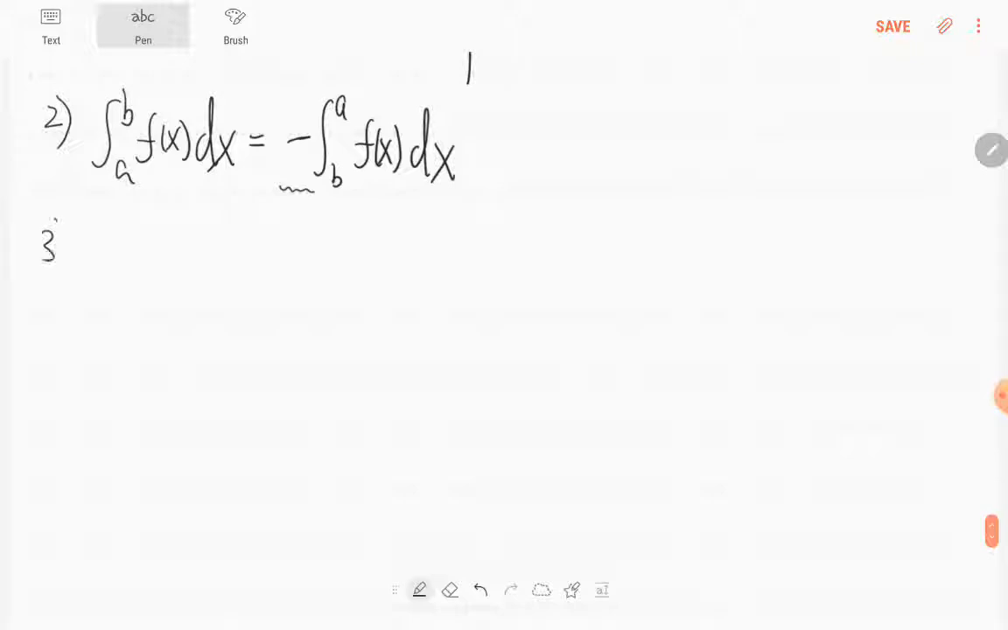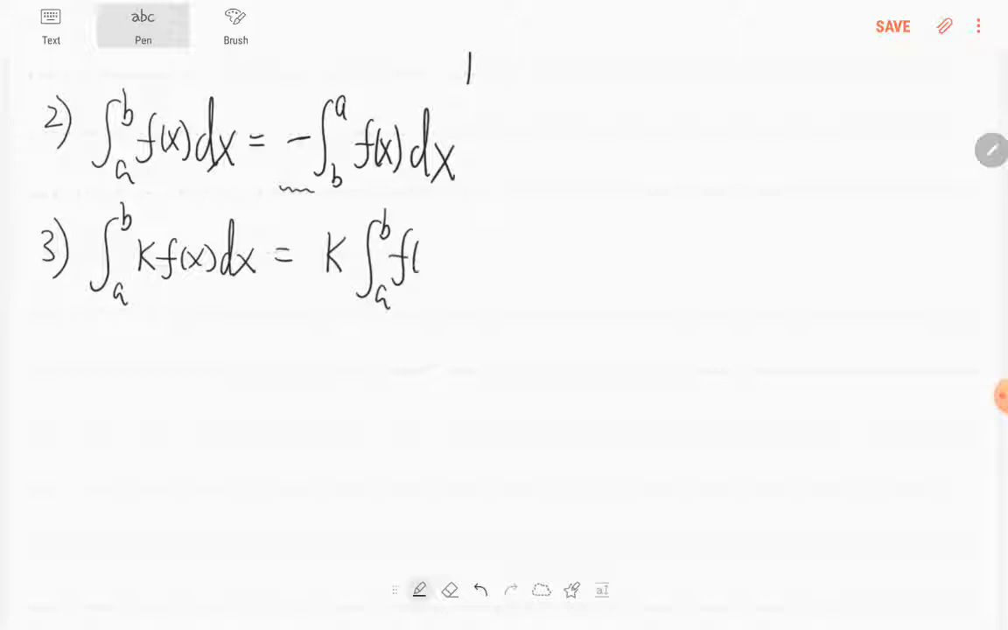The third property. If you have the integral from a to b of k times f of x dx, where k is a constant, it is equal to k times the integral from a to b of f of x dx. You can take the constant outside the definite integral, like we did for the indefinite integral.